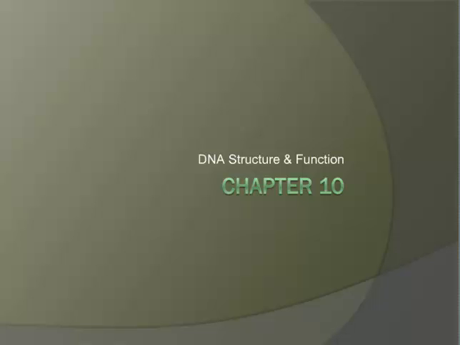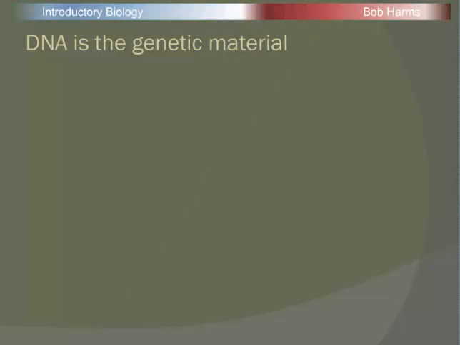Whereas Chapter 9 dealt mostly with inheritance patterns and looking at how chunks of information are passed on, in Chapter 10 we're going to look at genetics from a little bit different perspective. We're going to look at it from that chemical or molecular level. Structurally, how is DNA built? How does DNA function in terms of building different proteins? And we certainly know that DNA is that genetic material.